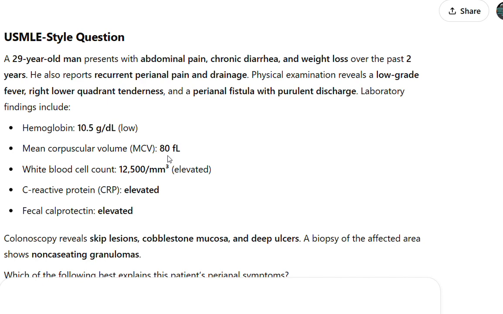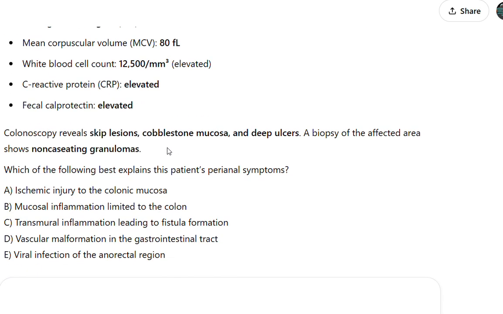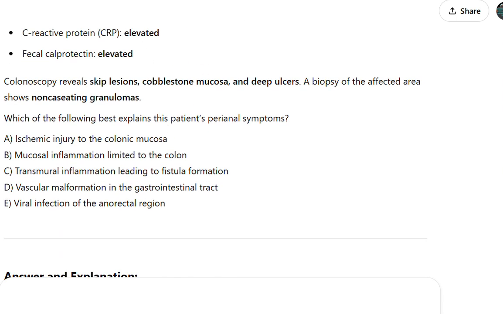Laboratory findings include hemoglobin 10.5 g/dL, low; mean corpuscular volume, MCV; white blood cell count 12,500, elevated; C-reactive protein, CRP, elevated; fecal calprotectin, elevated. Colonoscopy reveals skip lesions, cobblestone mucosa, and deep ulcers. A biopsy of the affected area shows non-caseating granulomas.